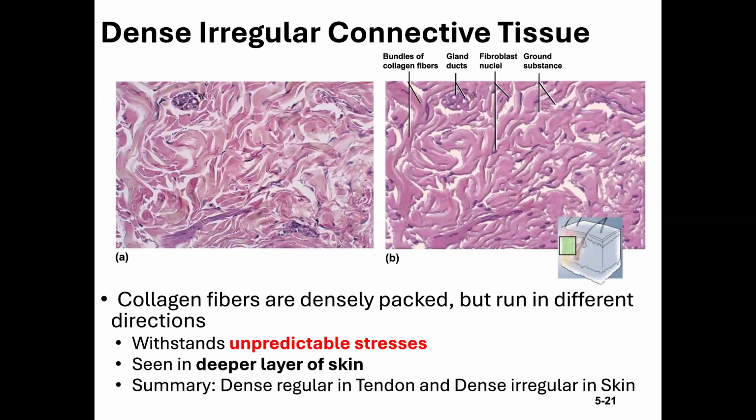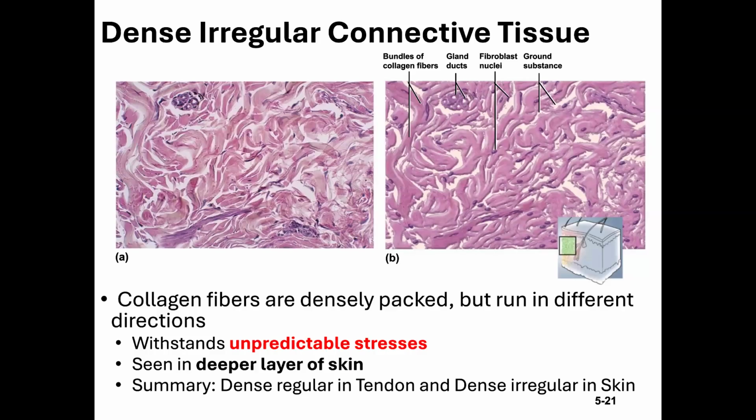Dense irregular connective tissue simply means, unlike the tendon, the collagen fibers are not parallel to each other. They're in different directions, which means they can withstand unpredictable stress. Where do you see it? In the deeper layer of the skin, under the epidermis, under the areolar tissue. So if you see a skin section, you're going to see the epidermis at the very top.